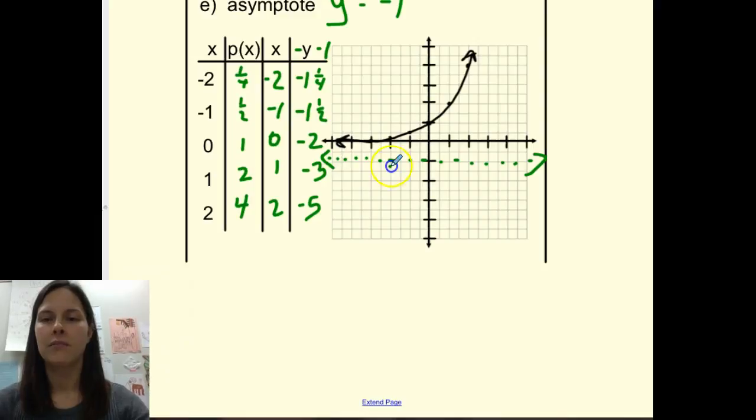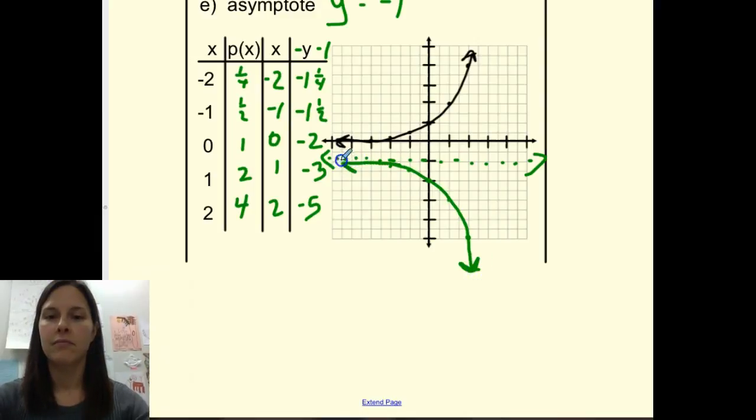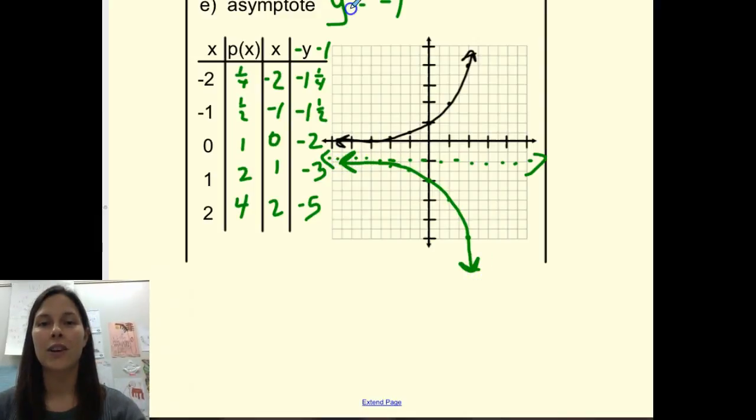And plotting our points: -2, 1 and 1/4, -1, -1.5, 0, -2, 1, -3, and 2, -5. We can see the graph decreasing this time as it's going down when you go off to the right. All of the graphs we've seen so far have been increasing. They go up off to the right.